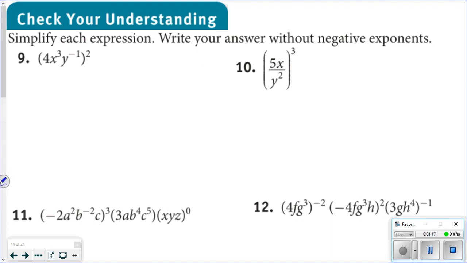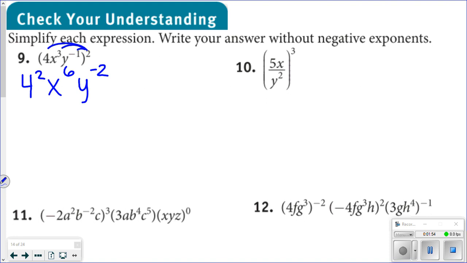Number 9, we are distributing this squared, this little 2 exponent, to the 4, the x cubed, and y to the negative 1. There are 3 different bases here inside our parentheses. So when I write it out, it's 4 squared, x to the 3 times 2 is 6, y to the negative 1 times 2 is negative 2.